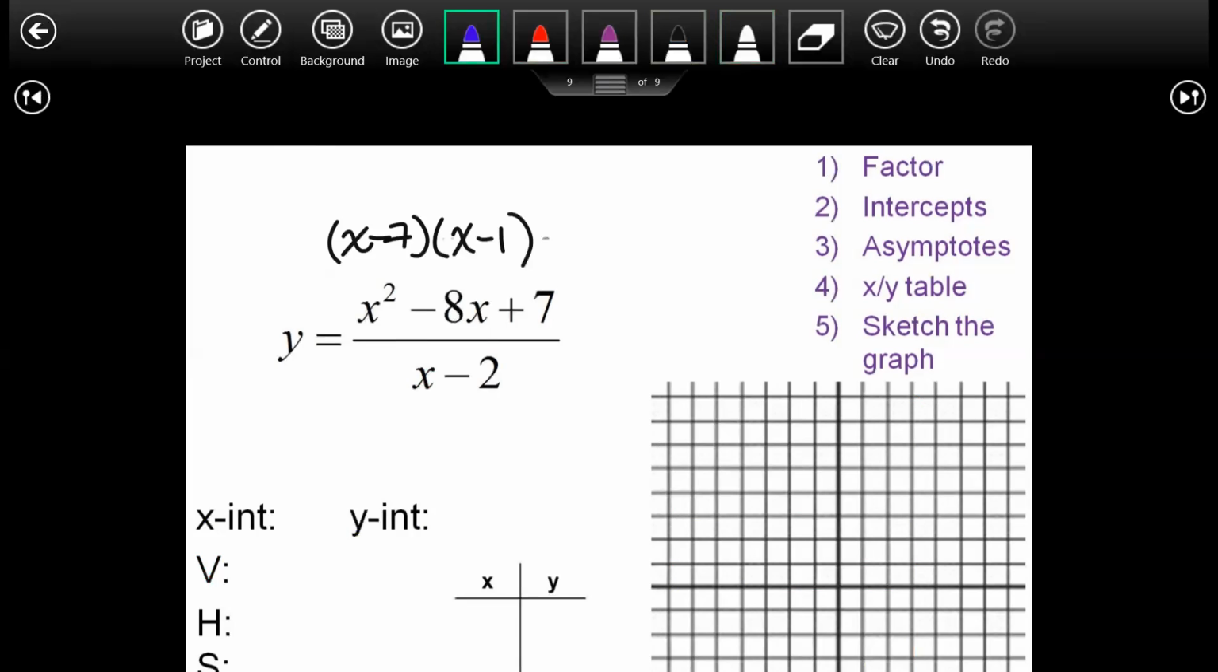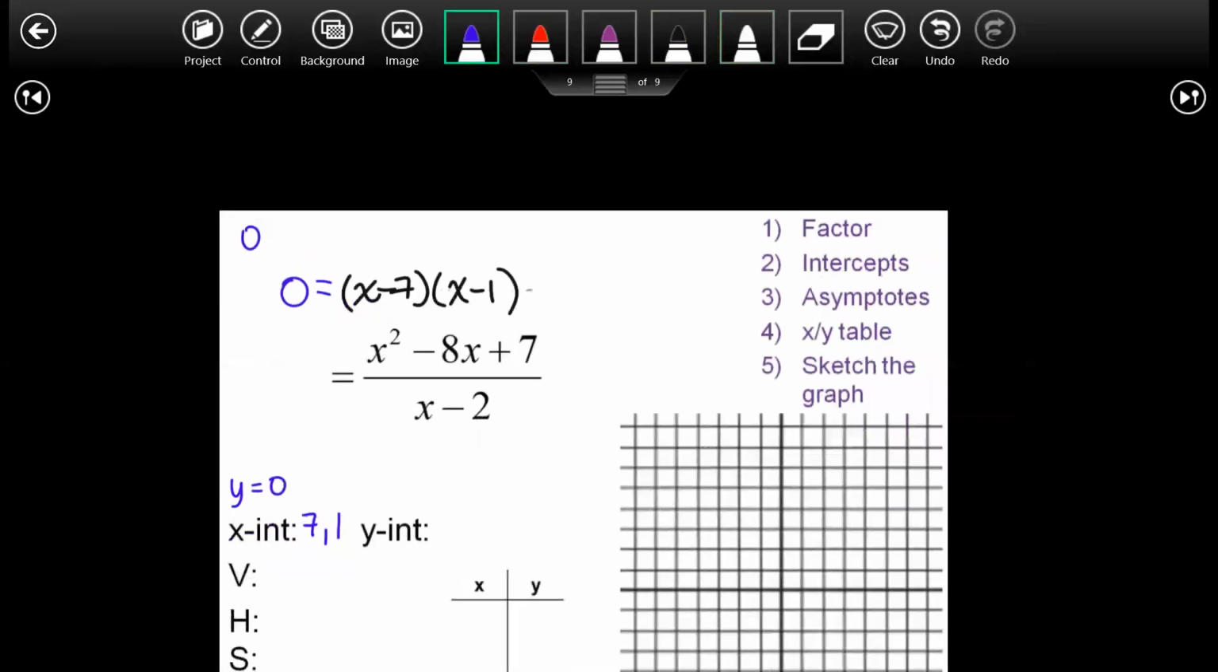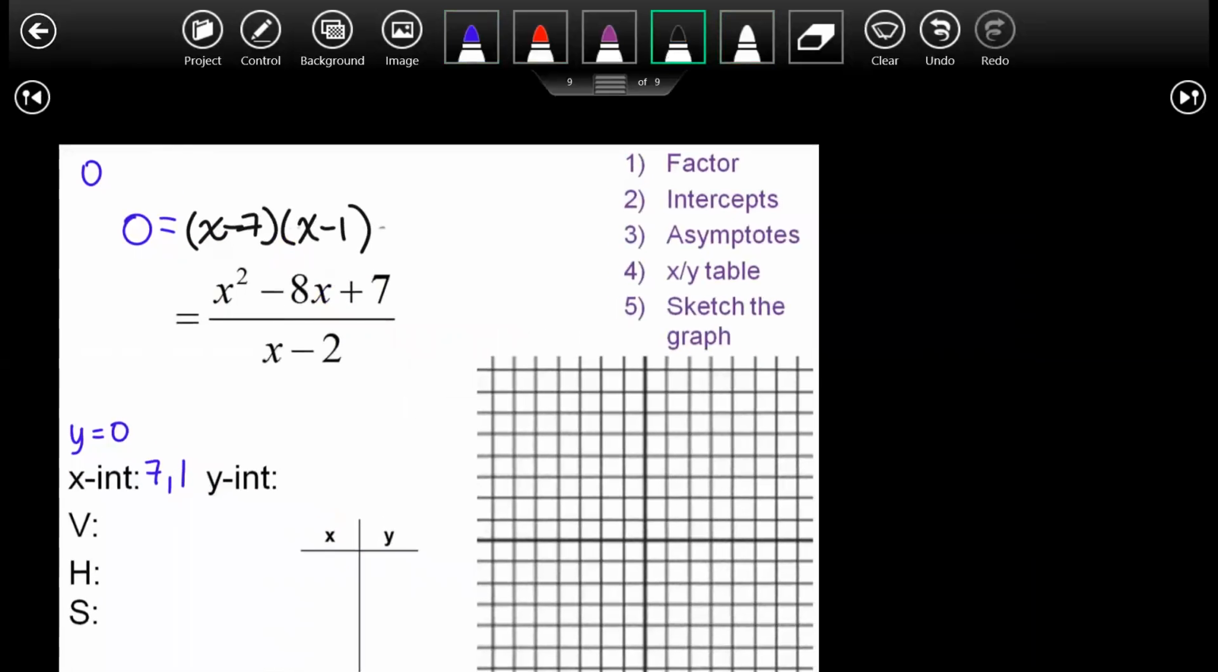Y is equal to 0. That means we're going to set our equation equal to 0. Essentially what we get is the top equal to 0. That tells me my two intercepts are going to be what? 7 and 1. It is possible to have two intercepts, and you'll see that right now. So I'm going to go over 7. 1, 2, 3, 4, 5, 6, 7 is right here. And I'm going to get 1 as well. It's going to be kind of a funky looking graph, okay?